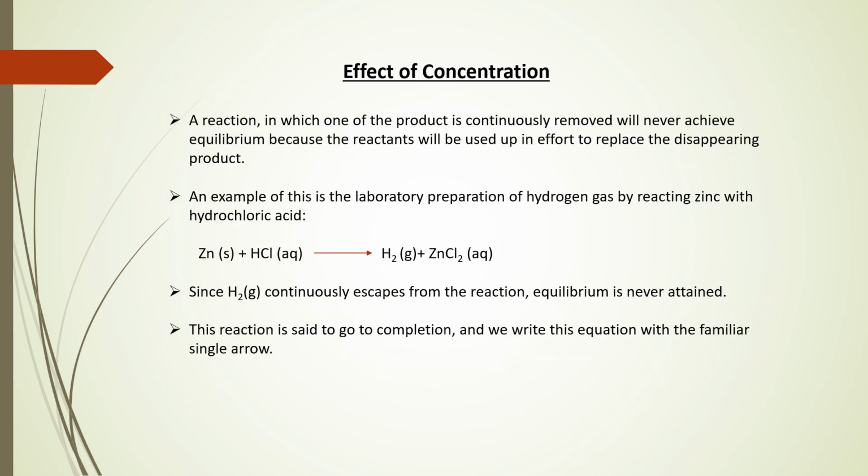A reaction in which one of the products is continuously removed will never achieve equilibrium because the reactants will be used up in an effort to replace the disappearing product. An example of this is the laboratory preparation of hydrogen gas by reacting zinc with hydrochloric acid. Since hydrogen continuously escapes from the reaction, equilibrium is never attained. This reaction is said to go to completion, and we will write this equation with the familiar single arrow.